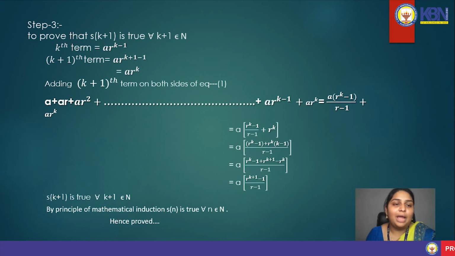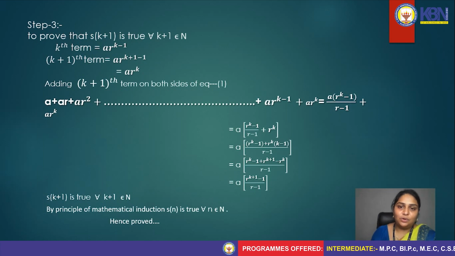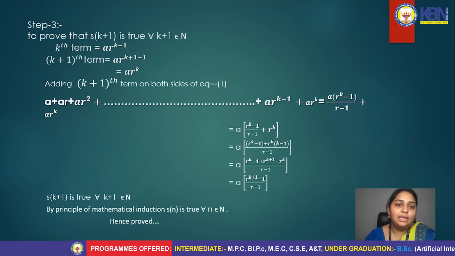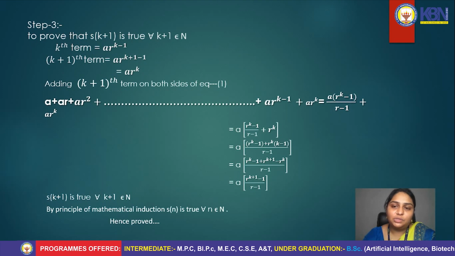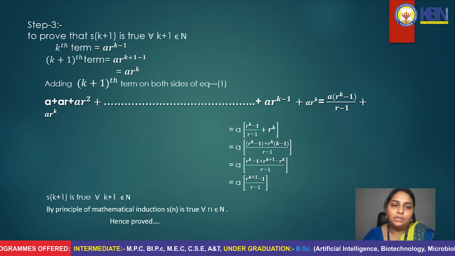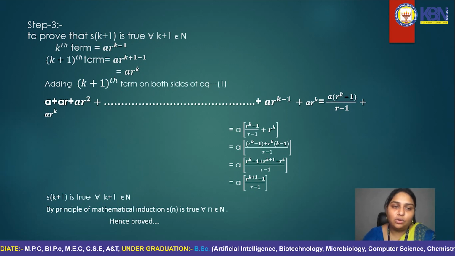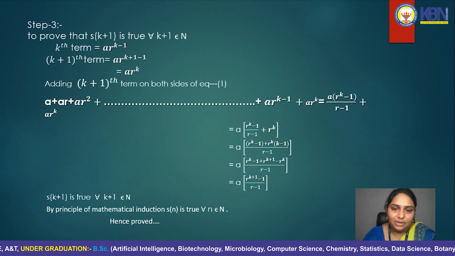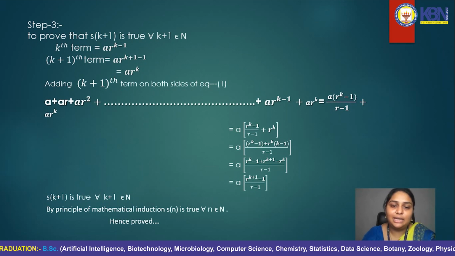Now we have to add this k plus 1th term on both sides of equation 1. Equation 1 is a plus a r square plus and so on, a r power k minus 1 plus a into r power k, which is equal to a into r power k minus 1 by r minus 1 plus a into r power k. Here we add a into r power k on both sides of equation 1. Now we have to solve the right hand side of the expression in such a way as to find the result as S of n.